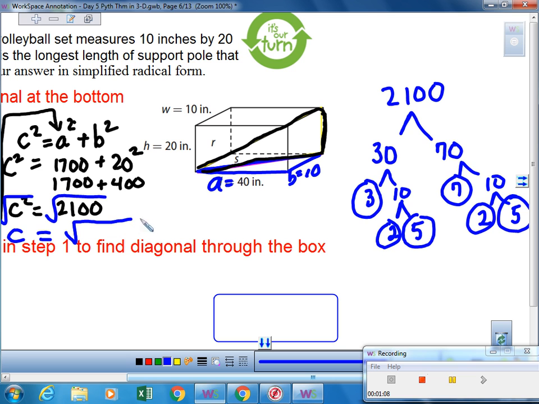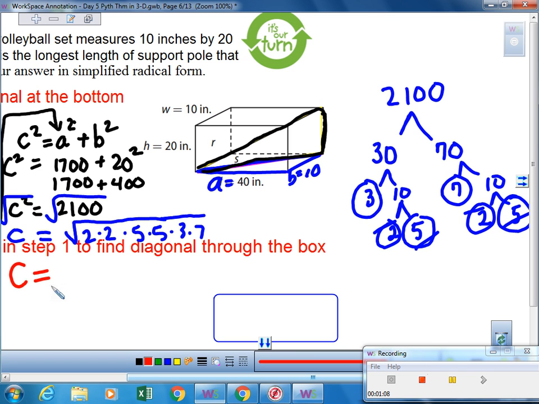C equals, and I'm going to put all my circled factors, but I'm going to group like ones together. So 2 times 2, let's get rid of that and that. 5 times 5, get rid of that and that. And then 3 and 7, times 3 times 7.